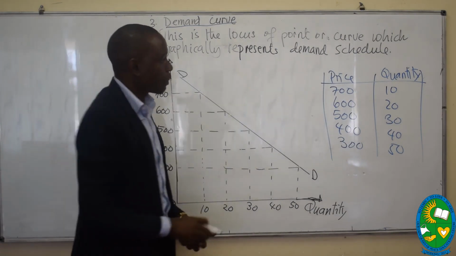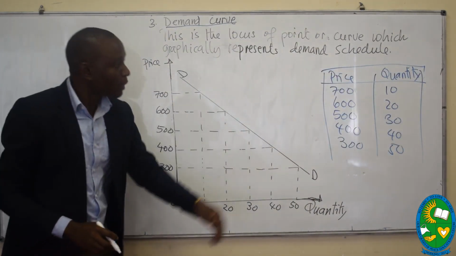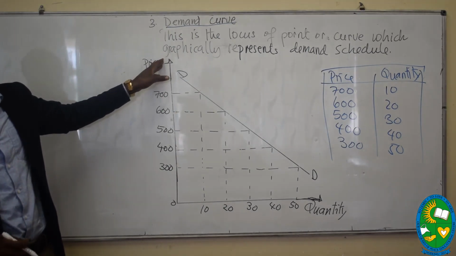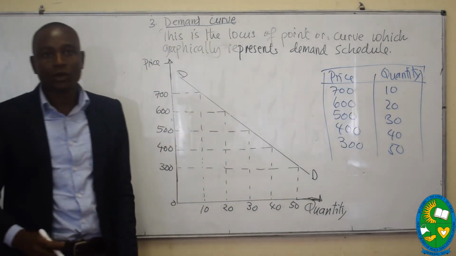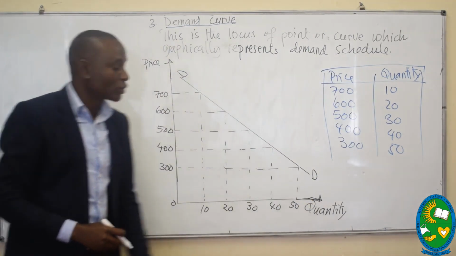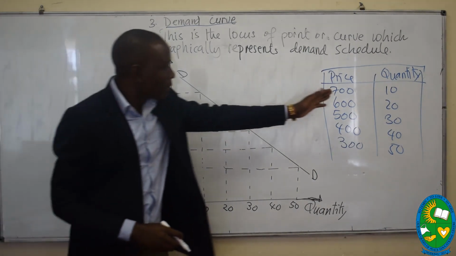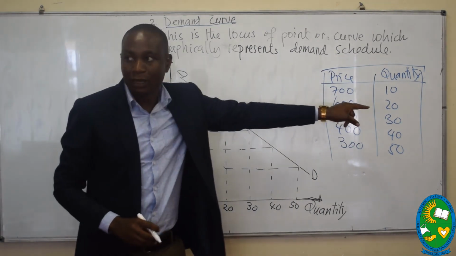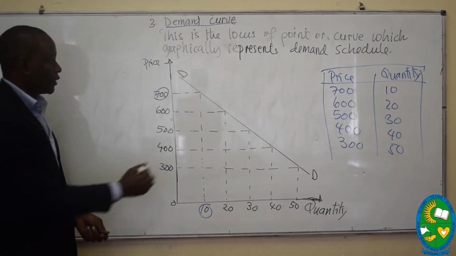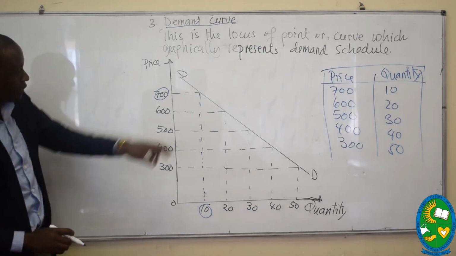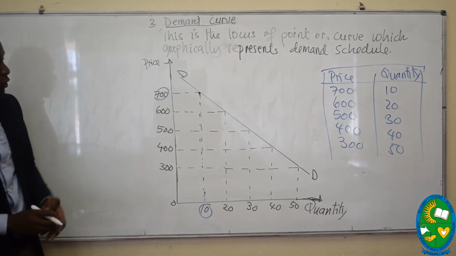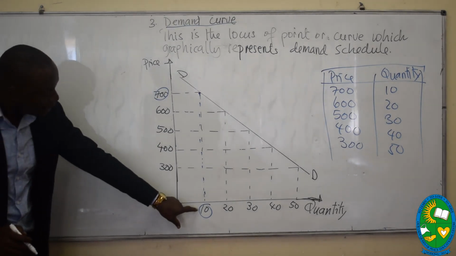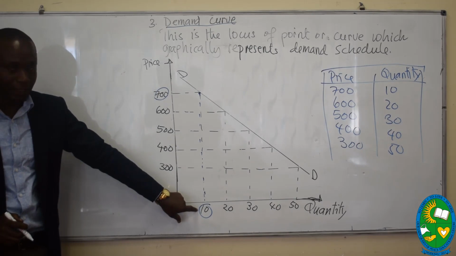As you can see on the demand schedule, that is the table. The price is indicated on the y-axis, the vertical line, and the quantity of the commodity is indicated on the horizontal line, the x-axis, as you can see on the whiteboard. Therefore, at 700, the amount demanded was 10. Then you can put the point here. It means at this point the customer is able to purchase 10 units of commodity X.